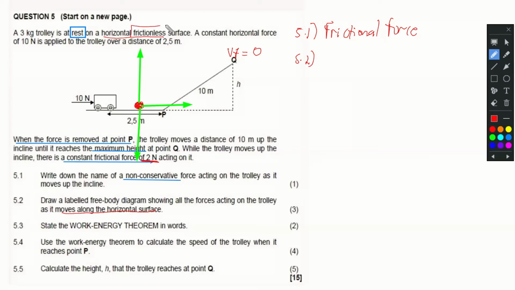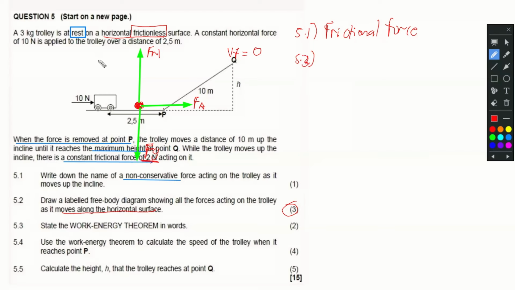Frictionless, no friction. So I'm not adding any FK there. We have force applied because at that point, while it's still there, a force is being applied. Remember, the force is not applied when it's now moving up the incline. But here, we still have the force applied. So we have gravitational force Fg, and then force applied, and then normal force. Again, it's 3 marks, 3 forces. Okay, so just like that.